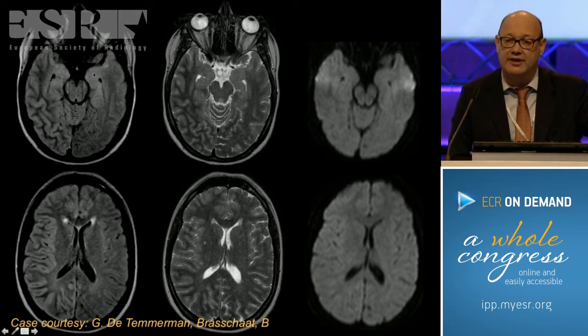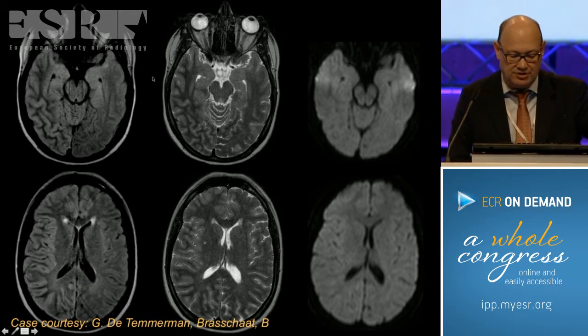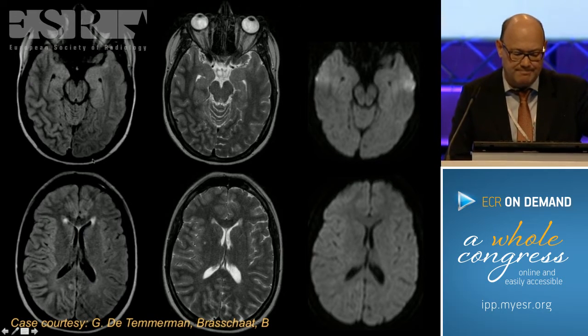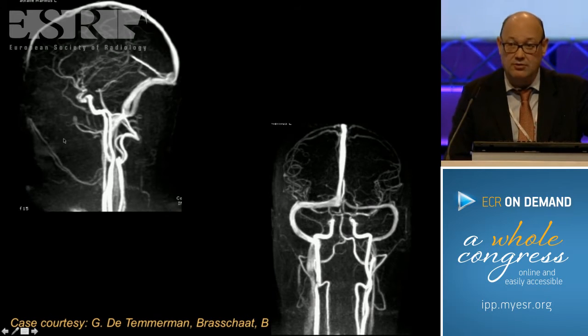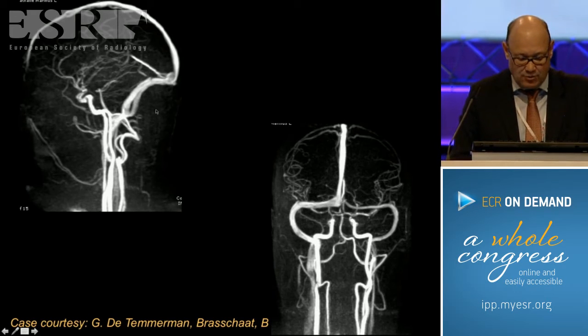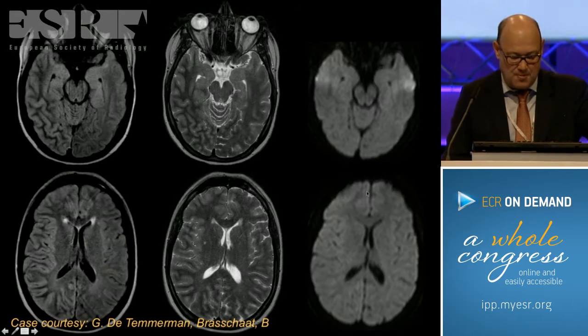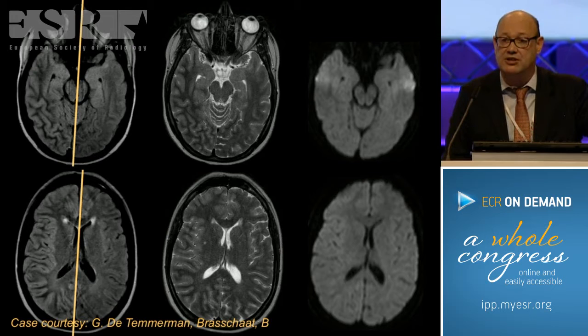However, if you look carefully on the FLAIR imaging and also on the T2-weighted imaging, you see there is some slight asymmetry. The gray-white matter differentiation is more pronounced at the right side. There is some swelling of the cortical gray matter. We also did MR venography to rule out venous thrombosis, which shows a normal aspect of the different sinuses. Actually, the diagnosis in this patient was hemiplegic migraine.